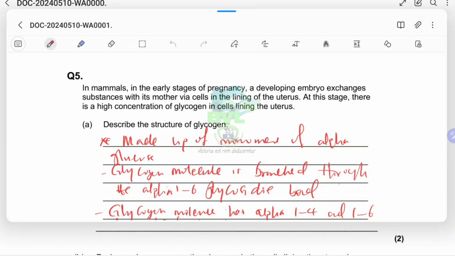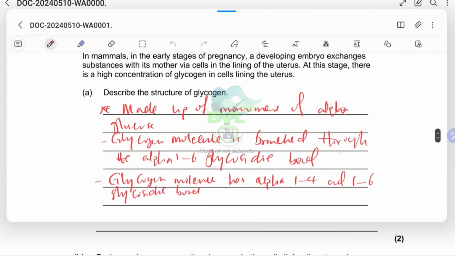So here's the answer. It's made up of monomers of alpha glucose. That's something you want to pay attention to. Also, the glycogen molecule is branched through the alpha 1 to 6 glycosidic bond. So it's branched, but through which bond? That's how it's branched. Then the glycogen molecule has alpha 1 to 4 and alpha 1 to 6 glycosidic bonds. Please bear in mind that I actually wrote a 3 marker point here. You could just write 2 if you're good, because it's just a 2 marker, but I gave an extra point.